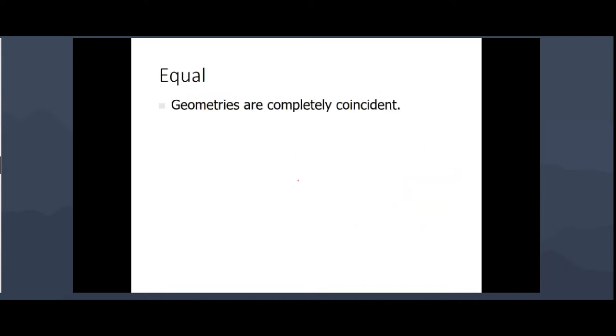Then equal relationship is the relationship where two geometries are exactly of same shape, size and orientation. For example, you are having a shape A and shape B is also of exactly same size. So that is equal relationship.